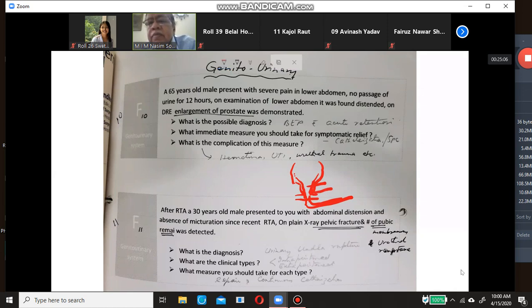The prostate is attached with the pubic bone. Here is the pubic bone. So if the prostate is pushed back like that, there will be a tear here. This is below the prostatic urethra and above the membranous urethra. Here is the membranous urethra, then the bulbar urethra. So at this junction of the prostatic urethra and membranous urethra, there will be a tear here.